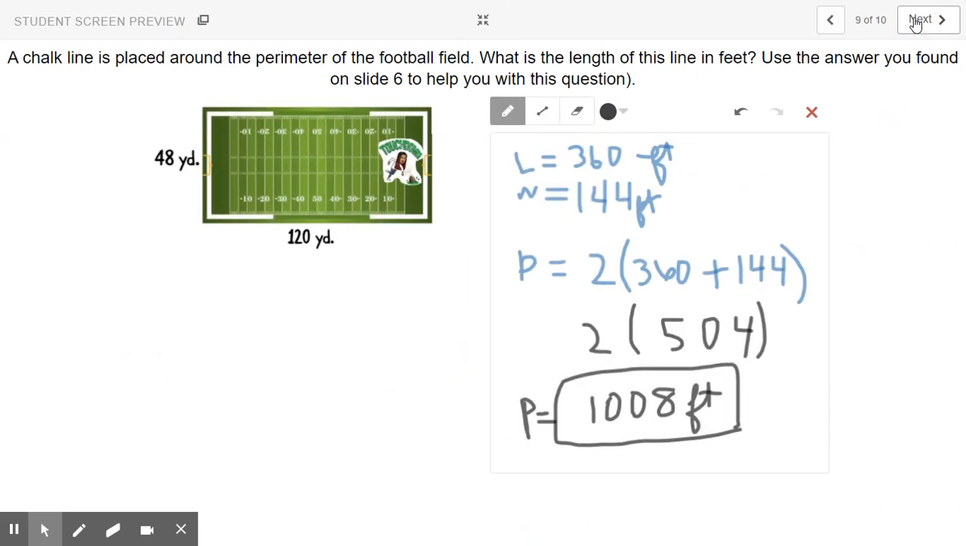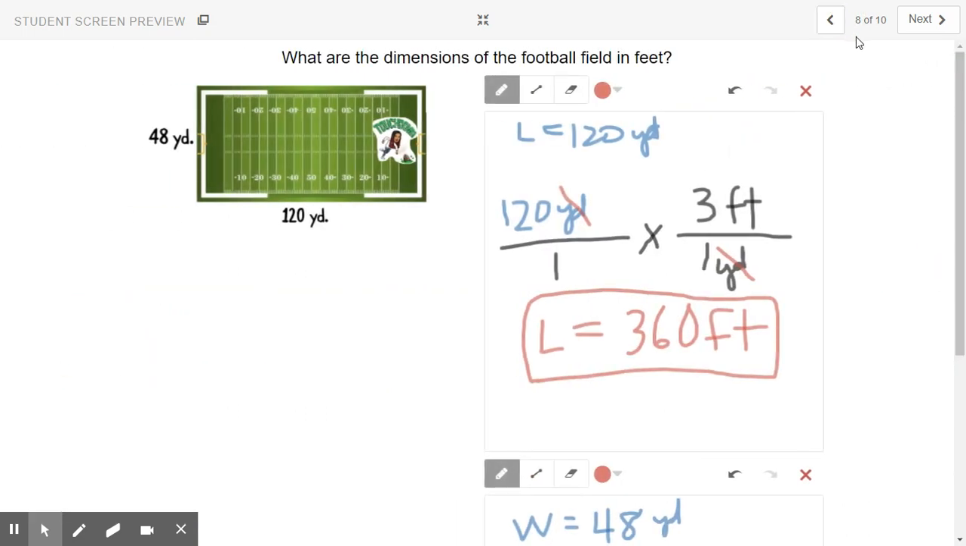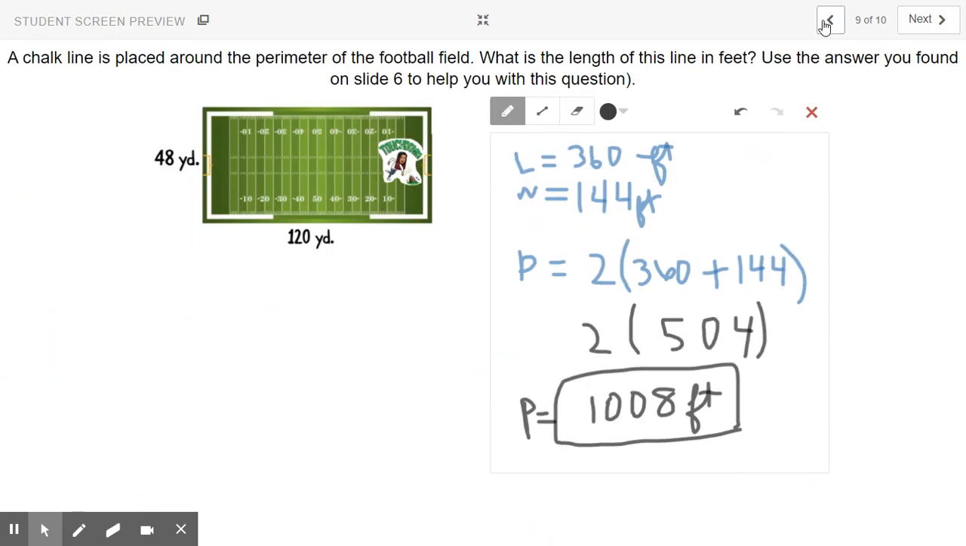A chalk line is placed around the perimeter of the football field. What is the length of this line in feet? Use the answer you found on slide 6 to help you with this question. It's actually slide 8. I'll adjust that for the actual question, but the answer key will have this. So go to slide 8 to help you answer this question.